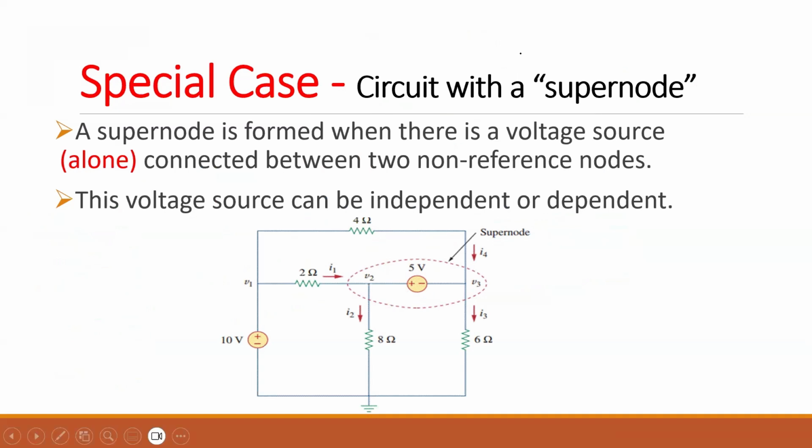Now there is a special case called a supernode. A supernode exists when you have a voltage source alone between two nodes. So you can see here, from this to this, you only have a voltage source alone, no resistor. When you have a voltage source alone in between two nodes, we call it a supernode. So supernode questions are solved in a different way.